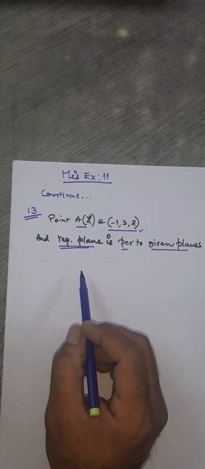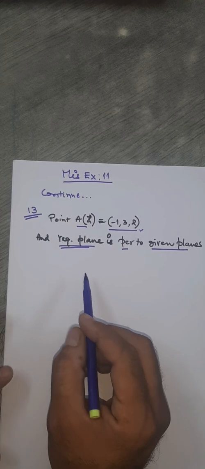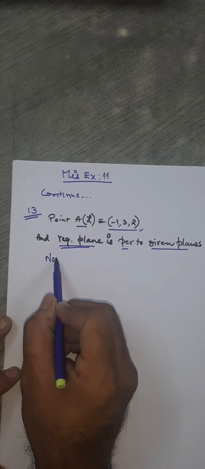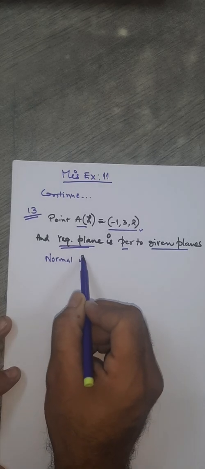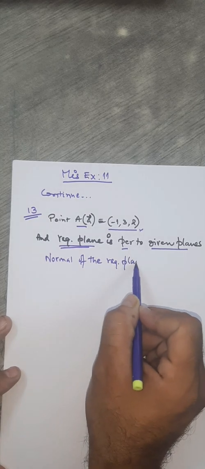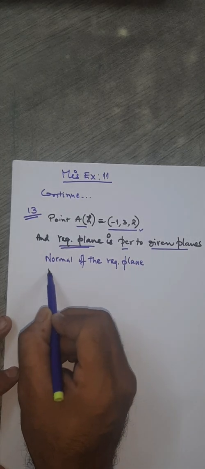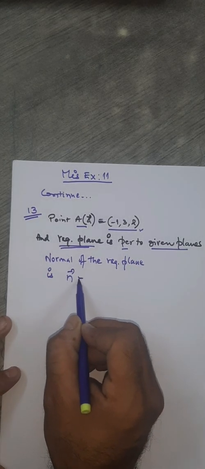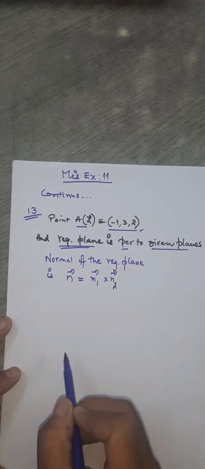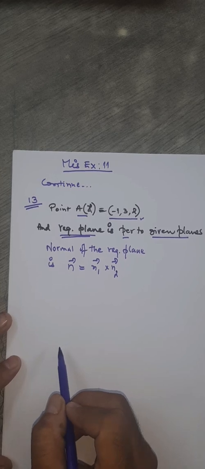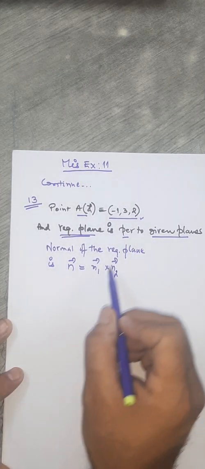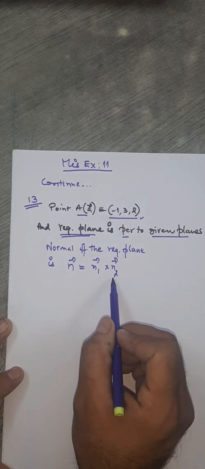Because whenever you are perpendicular to two vectors, then always you need to take what? Cross product. So I'll write here, the normal of the required plane, let me call the vector n, is equal to the cross product of the normals of the given two planes. Whenever one vector is perpendicular to two vectors, you need to take the cross product.